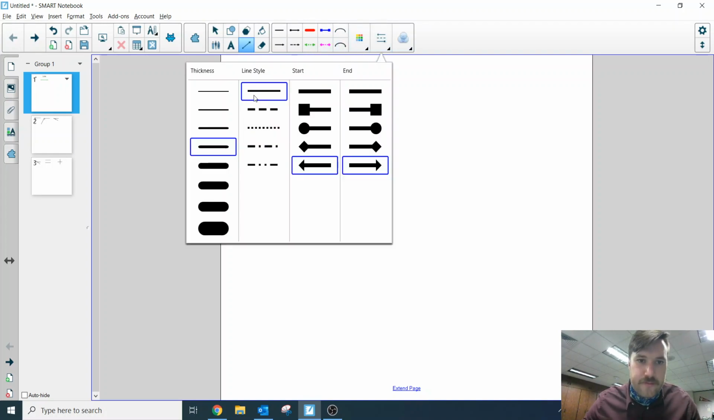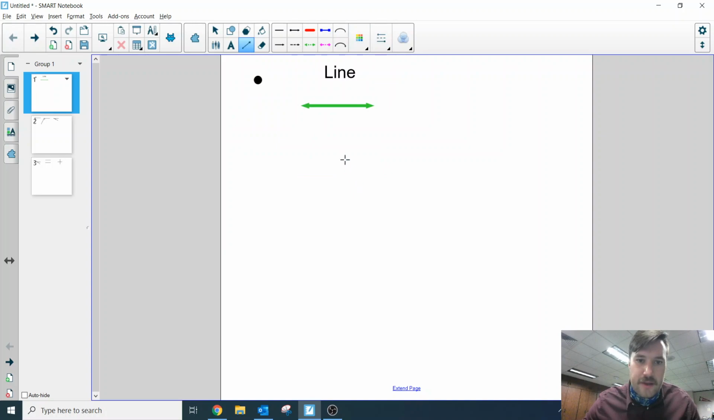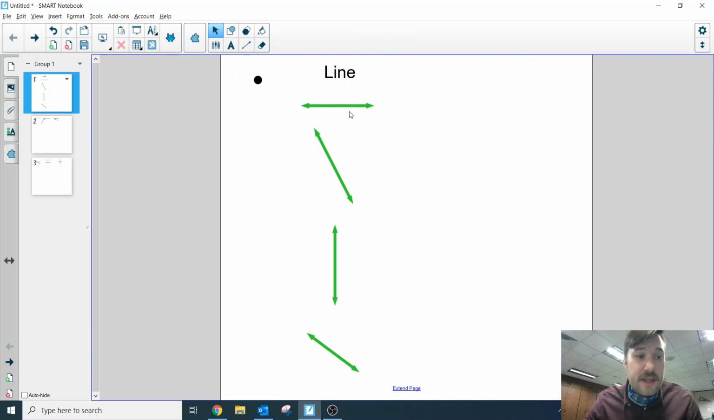Now, it could be a line that goes diagonally, a line that goes up and down. It doesn't matter what angle our line is at, because if it goes on forever in both directions, that's what we call a line. Now, when you're drawing a line, you aren't actually drawing a line because it's not going on forever and ever. You are drawing something else, and I will get to that in a minute.